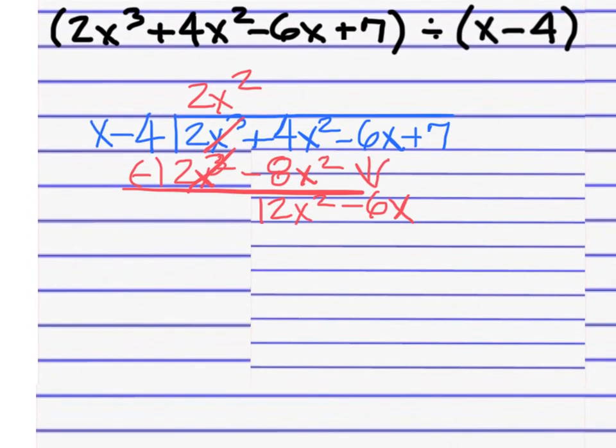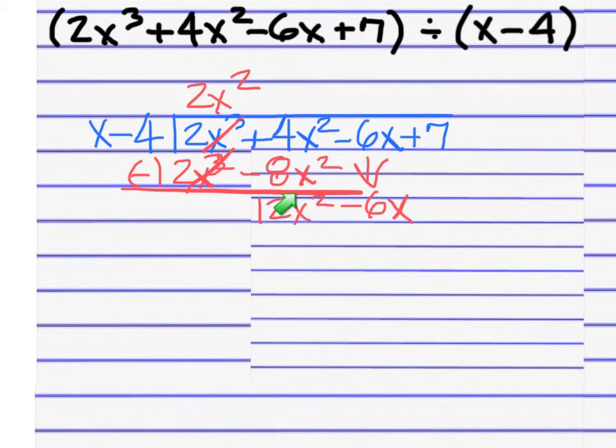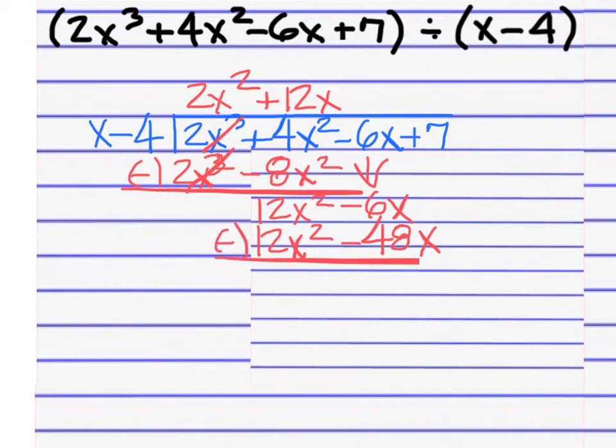x times something is 12x squared. That something is 12x. 12x times x is 12x squared, and 12x times the negative 4 is negative 48x. So subtract, cancel, and negative 6 minus a negative 48 is going to be a positive 42. So 42x. Drop the 7.